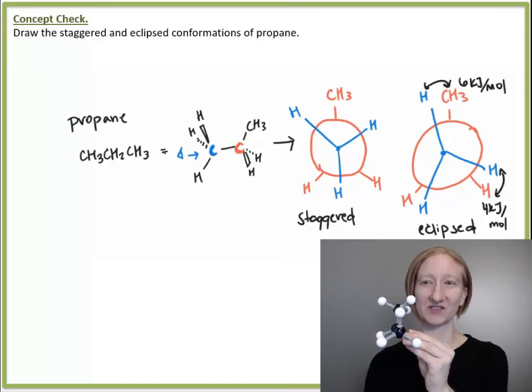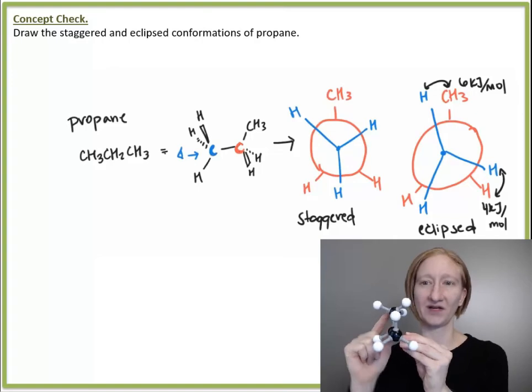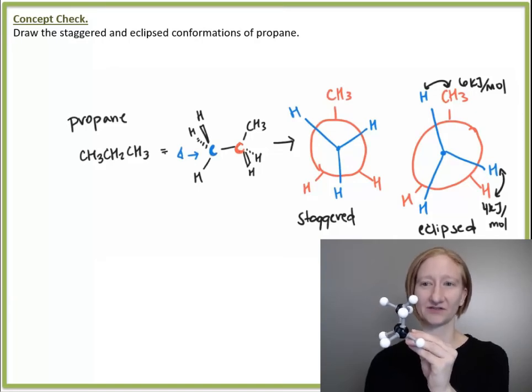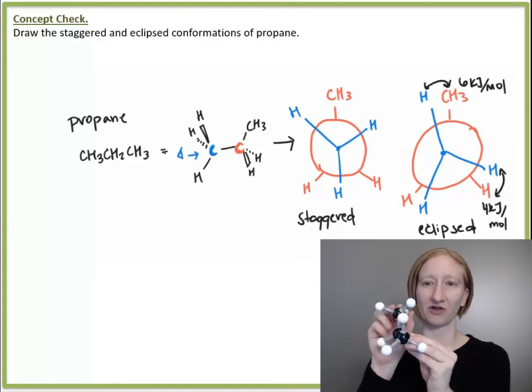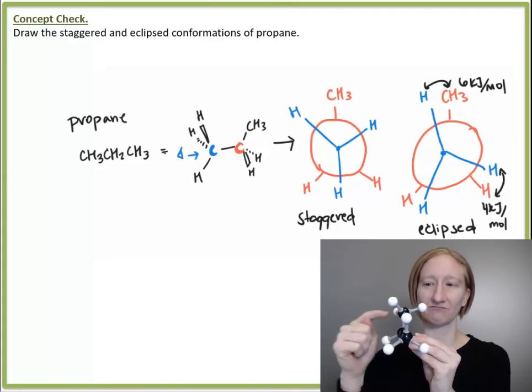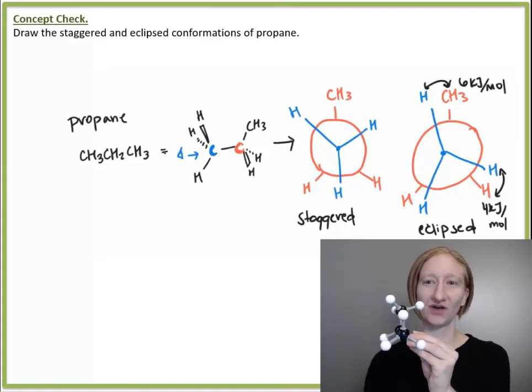And now in this eclipsed conformation of propane, we see we have the hydrogen-hydrogen eclipsing interaction that we've already seen. But we also have a new eclipsing interaction of a hydrogen and a methyl group that we haven't yet seen. And this eclipsing interaction has a higher energy cost than a hydrogen-hydrogen interaction because the methyl group is larger and it creates greater torsional strain. So this hydrogen-methyl eclipsing interaction costs 6 kilojoules per mole.